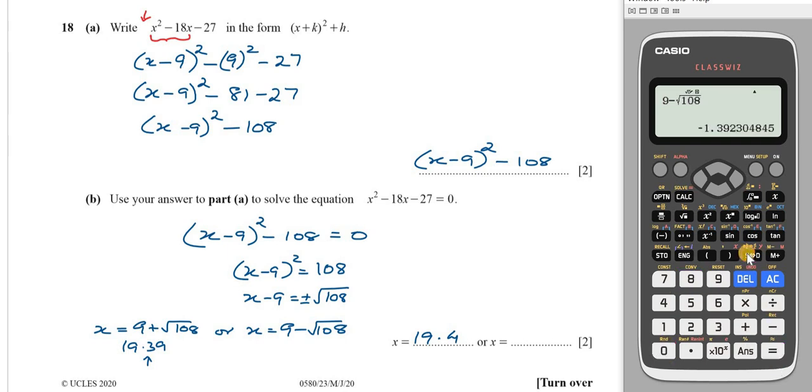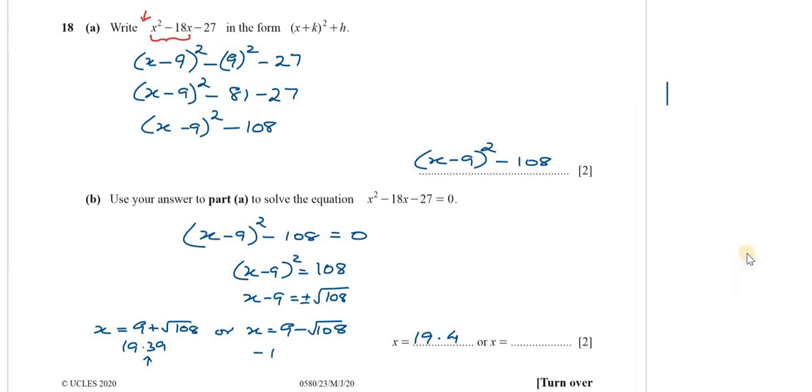Now we'll use the next value, 9 minus square root of 108. You will be getting the answer minus 1.392. So this is the third figure. When you look at the digit to the right of that figure, it is less than 5. So you can keep it as it is, minus 1.39. So like this, you can finish these questions.